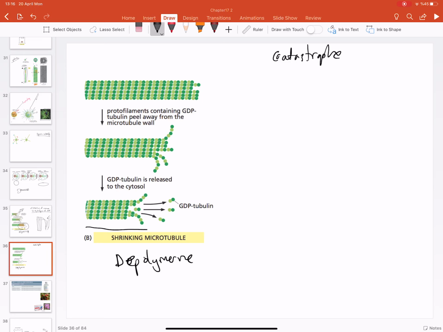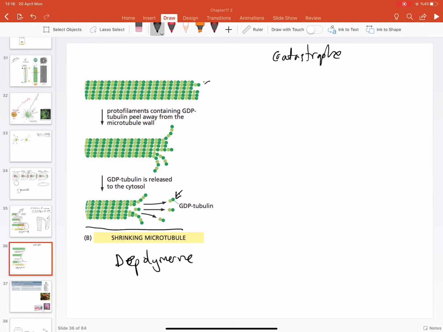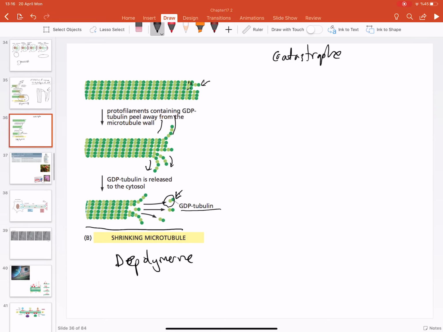So from the polymerized filament, you're going to have the monomers instead. Okay, here, because the GTP is hydrolyzed faster, there is no GTP cap anymore. So the interaction between the monomers is weaker. So they will start to detach into protofilaments. And once these protofilaments are free, releasing of this GDP bound tubulin is quite easy. So next, GTP will be added and they will be used as monomers in the cell again.